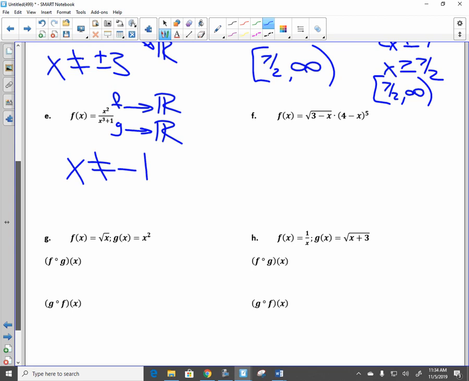Last one. Have no idea what the function looks like. But I make it into two functions, f and g. The domain of g, that's easy. It's a polynomial. That's going to be all real numbers. And hopefully now you've seen the square root of 3 minus x enough that you recognize that the domain is going to be from negative infinity to positive 3. The overlap is negative infinity to positive 3.